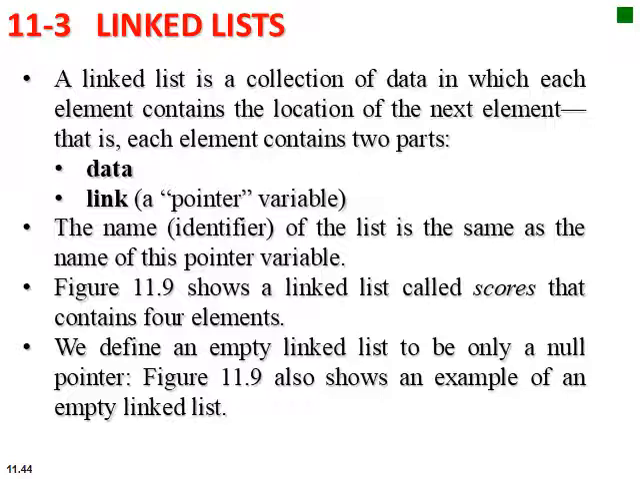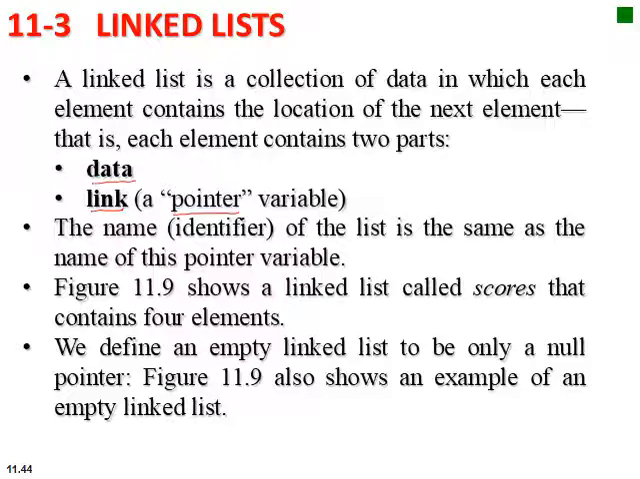So linked list. What is a linked list? It's a collection of data in which each element contains the location of the next element. That is, each element contains two parts, a data part and a link part. Often this link part we refer to as a pointer or a pointer variable. In other words, it points to the next item in this linked list. In the figure just now, we will look at it and it will make more sense to you. So the name or the identifier of the linked list is the same as the name for this pointer variable.